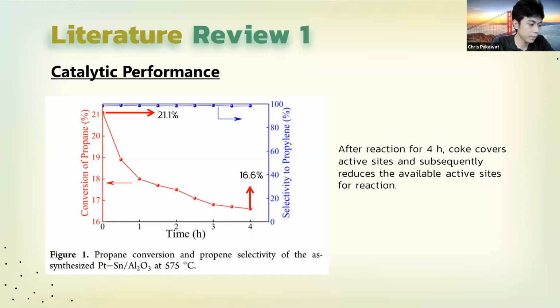Catalytic performance. From the picture, conversion of propane decreased from 71.1% to 16.6% after reaction for 4 hours. The decrease of conversion can be attributed to the catalyst deactivation by coke formation, as coke can cover active sites and subsequently reduce the available active sites for the reaction.